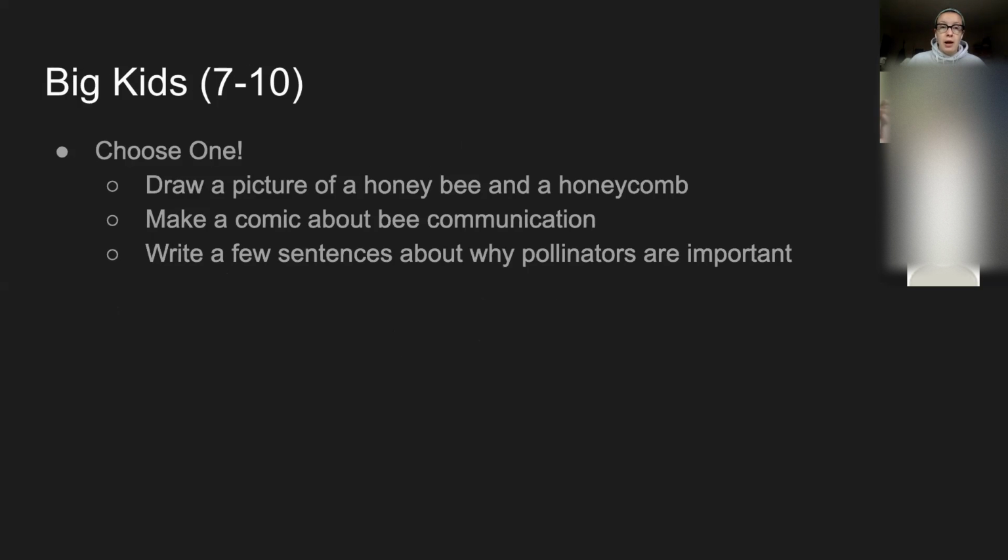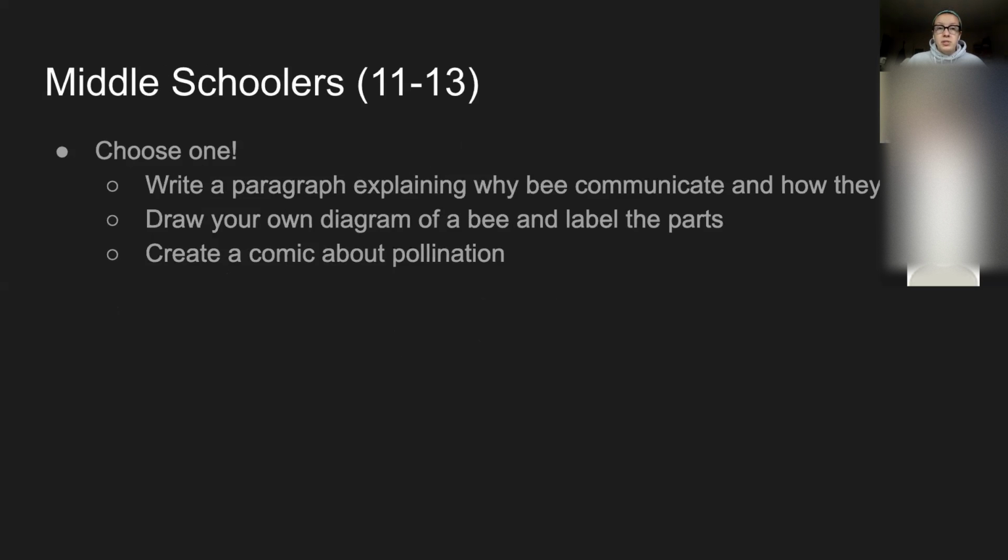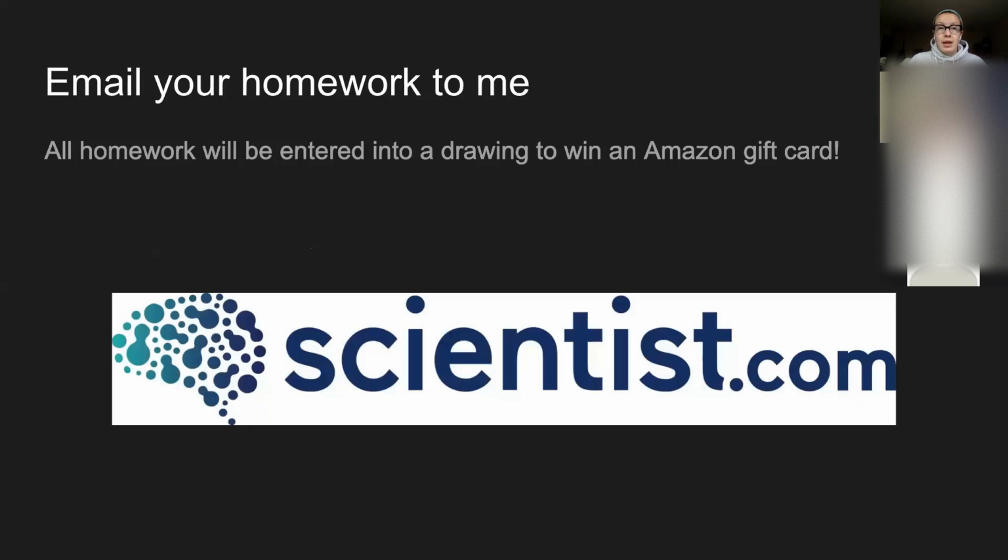For big kids, you can draw a picture of a honeybee and a honeycomb. You can make a comic about how bees communicate, or you can write a couple sentences about why pollinators are important. Middle schoolers can write a paragraph explaining why bees communicate and how they communicate. You can draw your own diagram of a bee and label some of the parts, or you can create a comic about pollination.